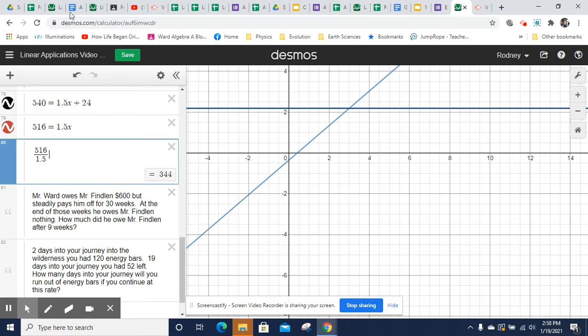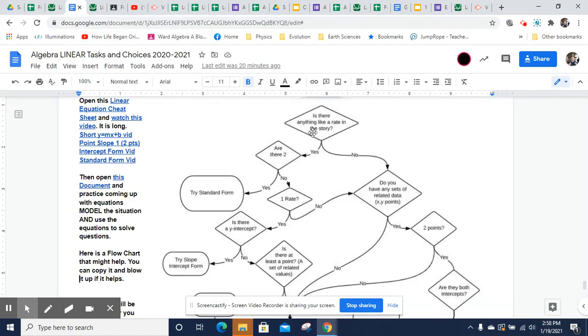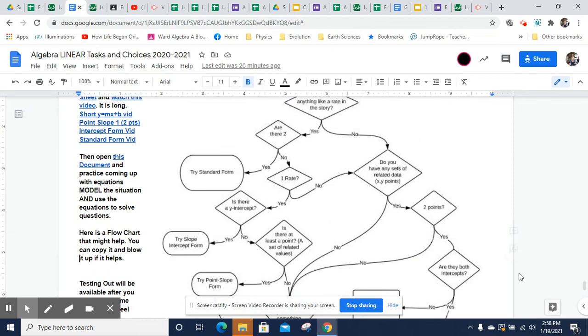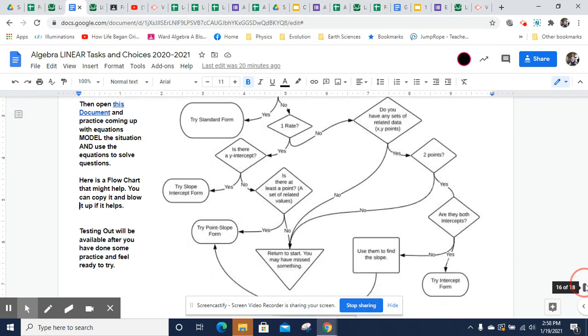So let's look at the flow chart and see where that leads us. Is there anything like a rate in the story? Well, you could calculate a rate, but there's not one directly given to you. So let's say no for that. Do you have any sets of related data? Well, actually, yes, you do. You have a couple of points. You have 0, negative 600, and 30, 0. Are they 2 points? Yes, they are. Are they both intercepts? 0, negative 600 is a y-intercept, and 30, 0 is an x-intercept. So yes, they are both intercepts. So try the intercept form.